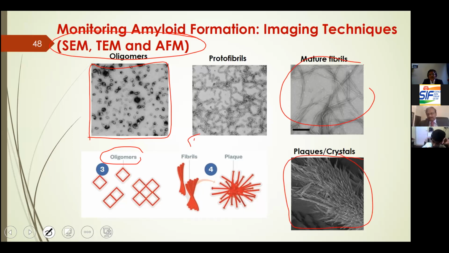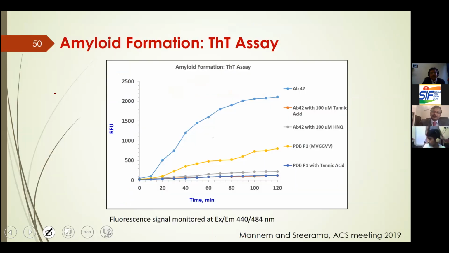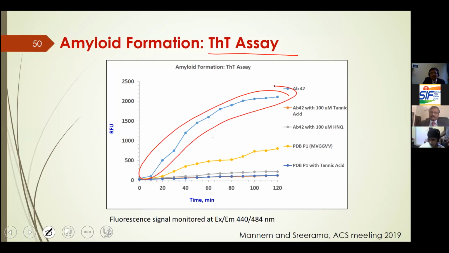So now we asked, can we take the peptides that we found to be commonly present in these various diseases, that is, these peptides that we synthesized, can they make fibrils? So we tested it with this thioflavin assay. There is our amyloid peptide, that's a positive control, and all these peptides that we synthesized do absorb, but not very high.